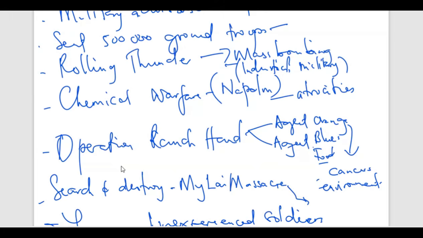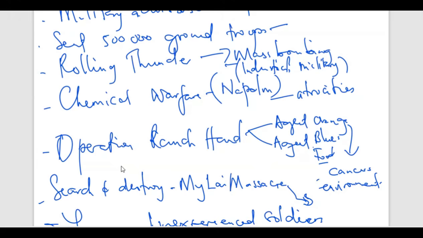Then the search and destroy. Again, their main problem, the Americans, was identifying their enemies because their enemies were farmers during the day and were guerrillas at night. So they wanted to find an effective way of identifying who their enemy was. That is why they had to institute the search and destroy.